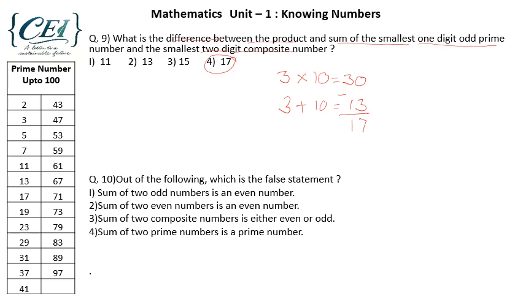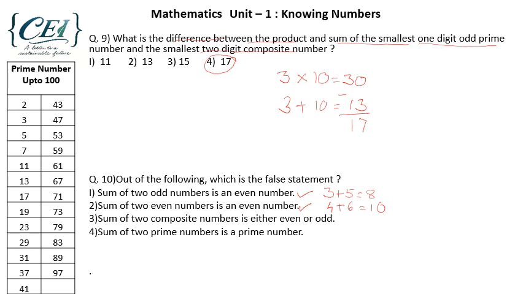Good. Next question. Out of the following, which is the false statement? The sum of two odd numbers is an even number. Yes, if you take 3 plus 5, the answer is 8. So this is the correct statement. Sum of two even numbers is an even number. Yes, if you take 4 plus 6, this is 10. This is the correct statement.